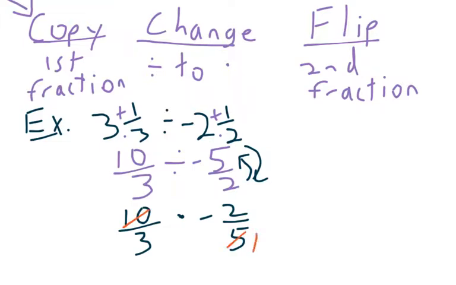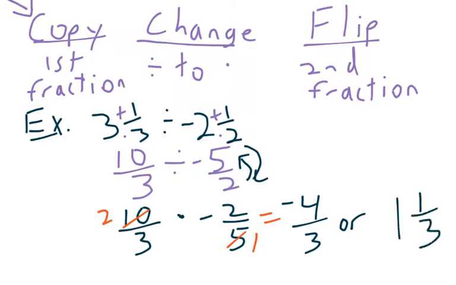Now we just multiply across. 2 times -2 is -4 is one way to think of it. Another way is we have an odd number of negatives. There's only one, so our answer is negative. So it's -4/3. Or make that a mixed number. 3 will go into 4 one time. 1's left over out of 3, and it's a negative. So -1 1/3.